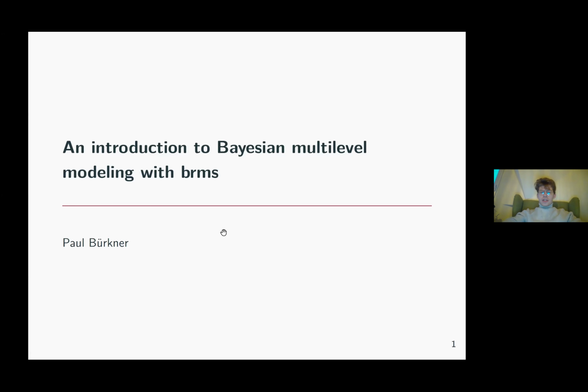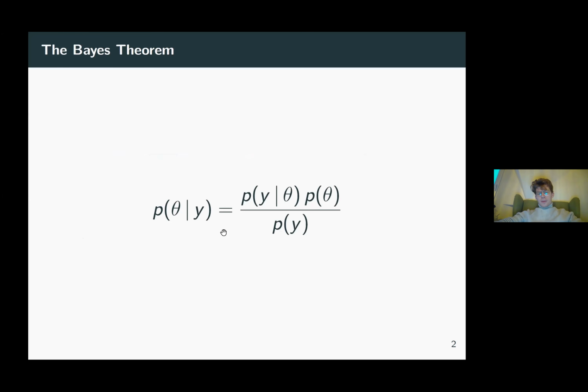Okay, so let's start. And I'm not really sure what it is with Bayesian statisticians, that whatever they do, they have the feeling that they need to introduce the Bayes theorem. So in that tradition, I'm going to do that as well.